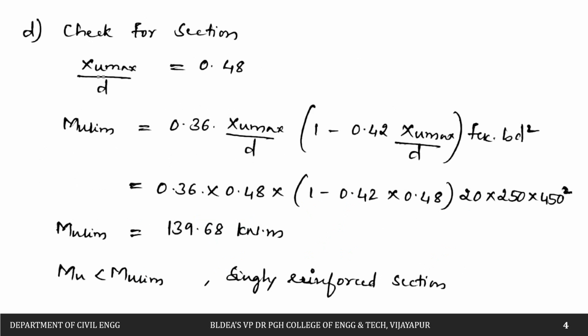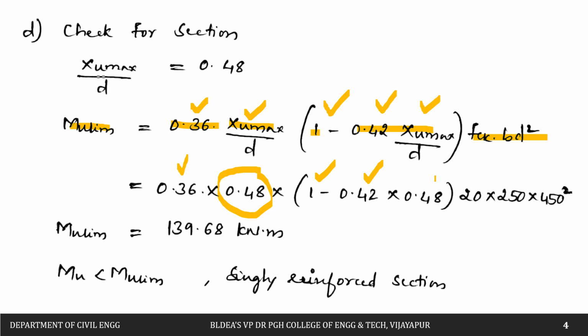Then next, let us check whether the limiting moment we are getting is less or more than the moment which is coming on the beam. So let us check the section now. XU max by D for M20 and Fe415 is 0.48. Then the limiting moment MU lim is equal to 0.36 XU max by D into 1 minus 0.42 XU max by D into fck b d square. So we substitute 0.36, XU max by D value is 0.48, 1 minus 0.42 into 0.48, fck is 20, b is 250 and d is 450 square.